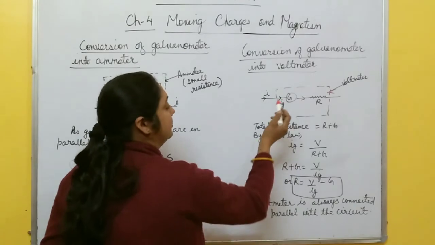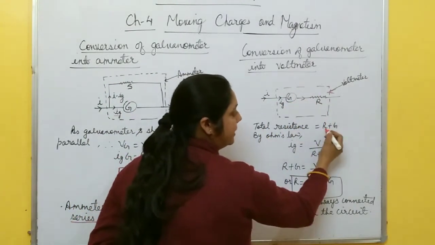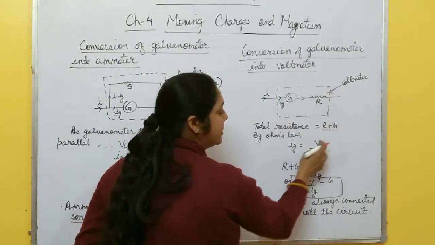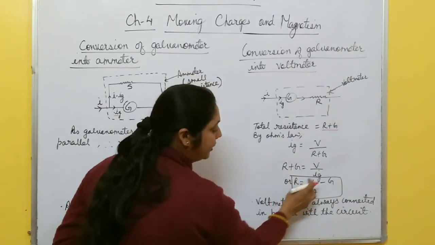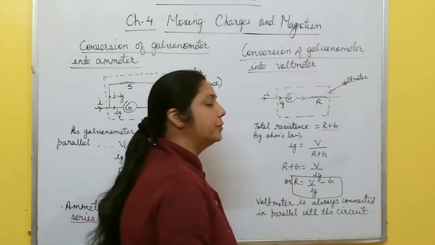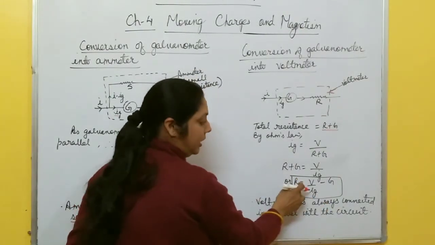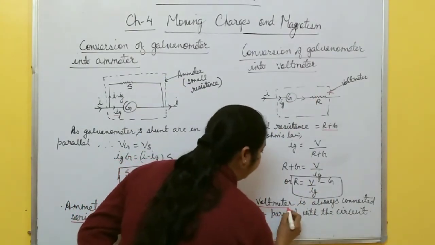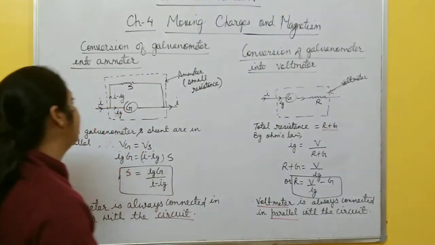And what is the total resistance of this circuit? Since this is in series, it is R plus G. By applying Ohm's law, current Ig is equal to V by (R plus G), and from here you can get the value of R equal to V by Ig minus G. So according to the range to which you want to construct the voltmeter, you can decide the value of R, right? And this voltmeter is always connected in parallel with the circuit. You must remember this thing.